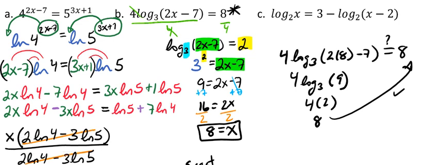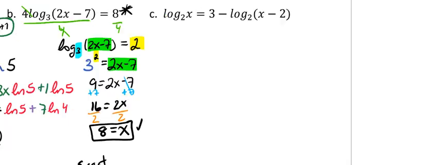Let's go ahead and move on to our third example here. So we'll give ourselves a little bit of room. So we have here the log base 2 of x equals 3 minus the log base 2 of x minus 2. So in this particular problem, what we're going to want to do is move over this log base 2 of x minus 2 to this other side that has a log base 2 as well.